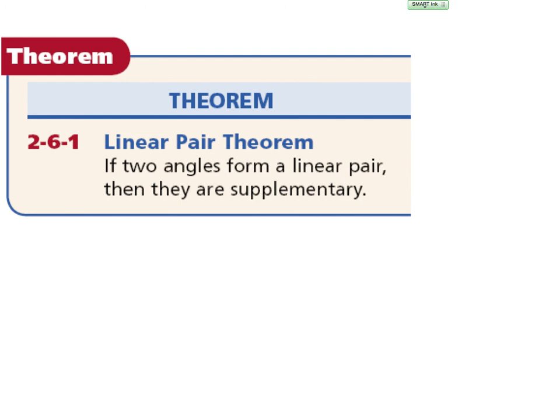2.6.1, I think, is the number there. Okay, this one has a title. It's called the linear pair theorem. If you learn it by its title, then you don't have to say the whole sentence all the time, but you have to know what the sentence is. So you either have a choice of learning the whole sentence and writing it out all the time, or learning it by its name. All right, what it says is, if two angles form a linear pair, then they are supplementary.